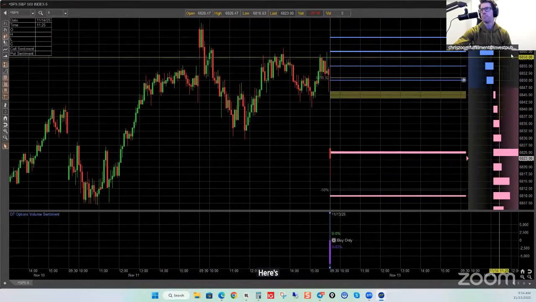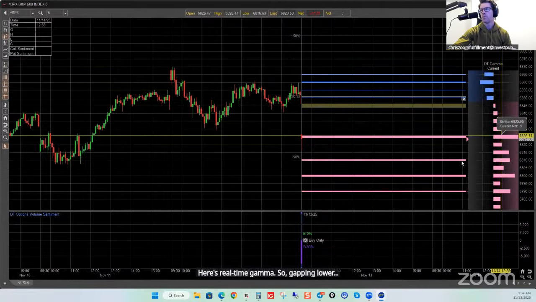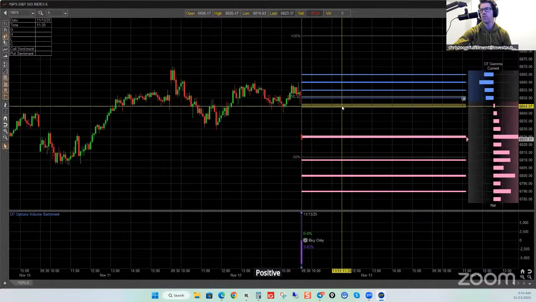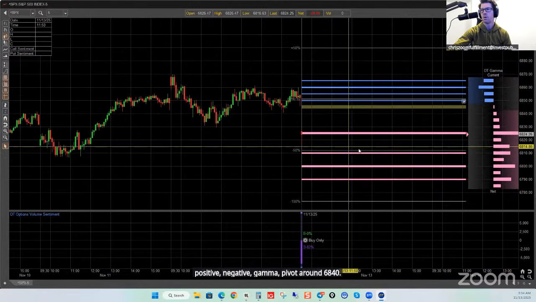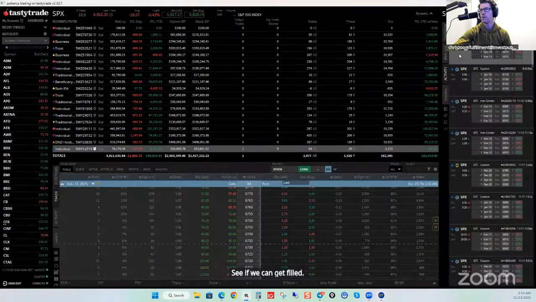Here's real-time gamma. So gapping lower, 50% ATR around 68.12, positive negative gamma, pivot around 68.40. See if we can get filled. Working shows 85 cents. I'd like $1. If we push a little bit lower, a little bit lower, this probably gets filled. Okay, we'll see.